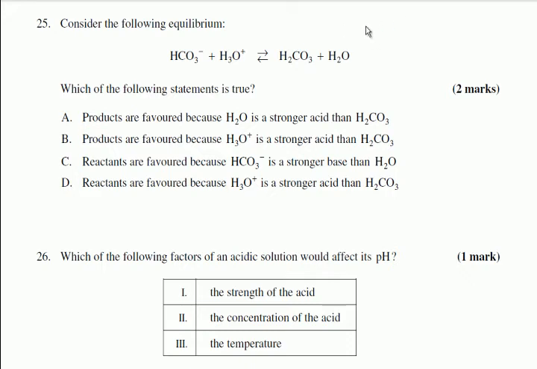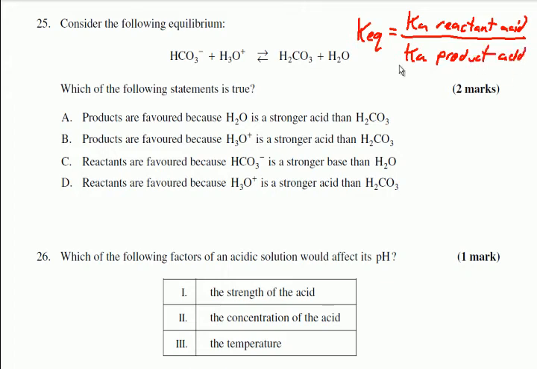So what we're going to look at is KEQ, and that is going to be the Ka of the reactant acid divided by the Ka of the product acid. Therefore, KEQ equals the Ka of our reactant acid, here's our reactant acid again, I'll just write a little A there for our reactant acid. If we remember, our Ka for that acid was 1.0, and our Ka for our product acid was 4.3 times 10 to the minus 7.